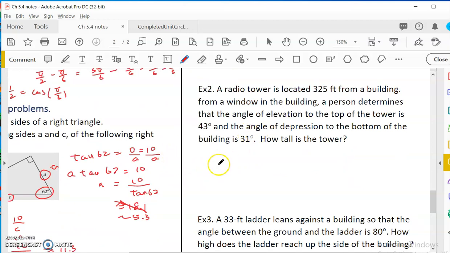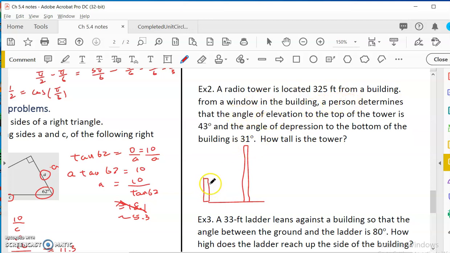A radio tower is located 355 feet from a building. So let's say this is a building that's really small. This radio tower is really tall, like, what is the highest radio tower in San Francisco? I don't know. But the radio tower usually is a very tall building. A person determines the angle of elevation to the top.